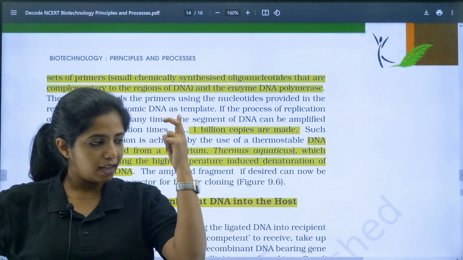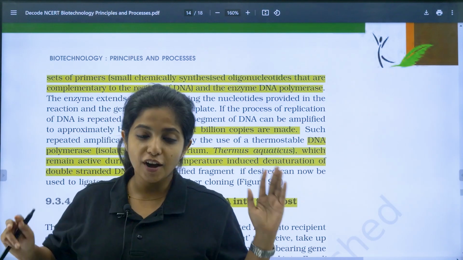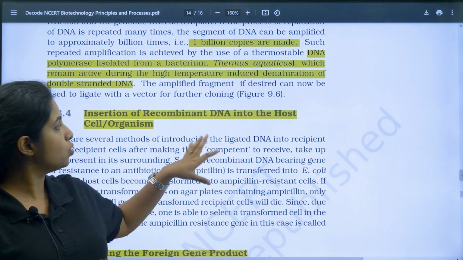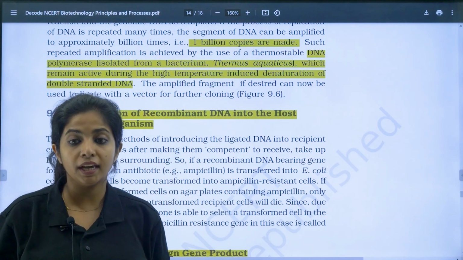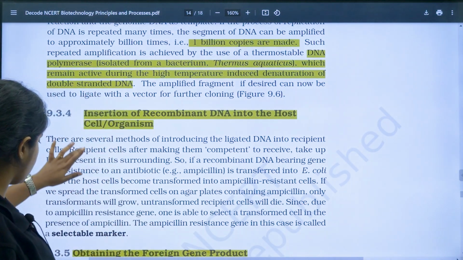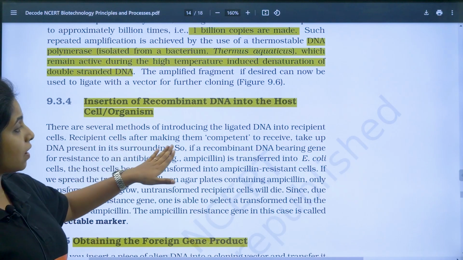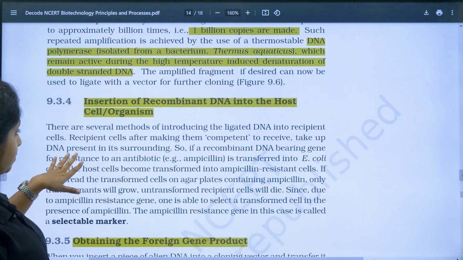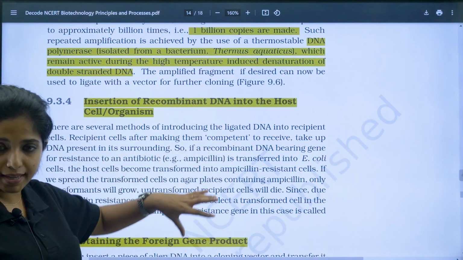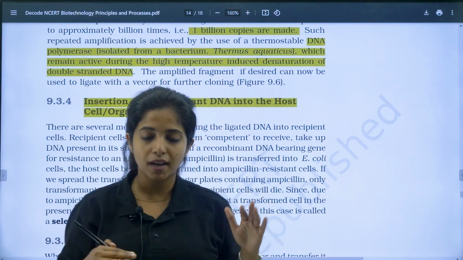Okay, so now I isolated the DNA, I cut the DNA, I amplified it, I made multiple copies of it. Now finally, what do I need to do? I need to insert the recombinant DNA into the host organism. There are several methods of introducing the ligated DNA into the recipient cell, after making them competent to take up DNA present in the surrounding. I will be telling you how exactly you put the DNA inside the host cell. Do not worry about that, just know the steps.